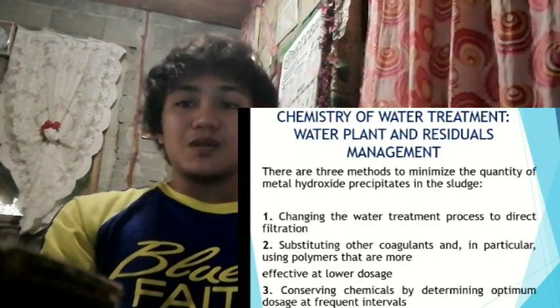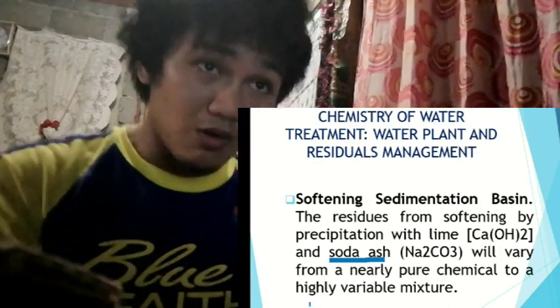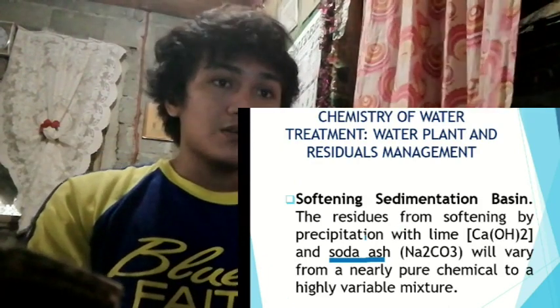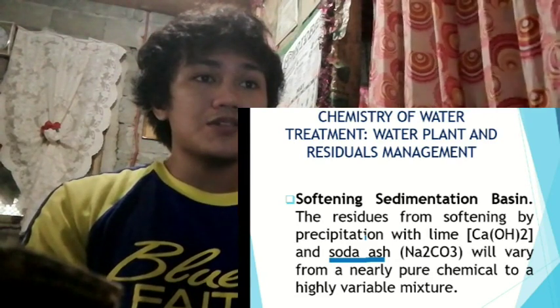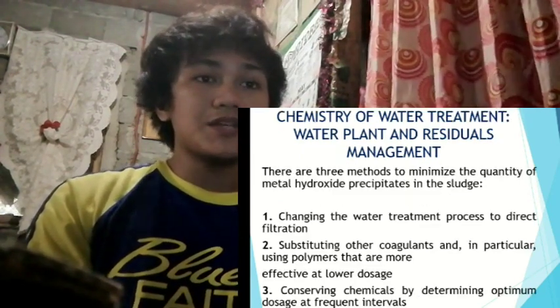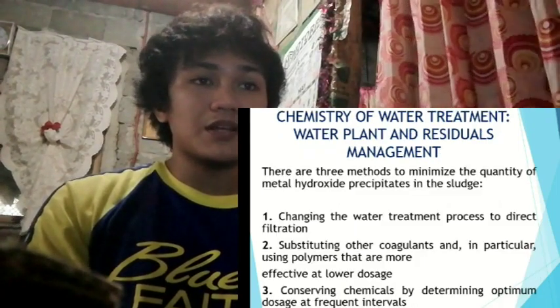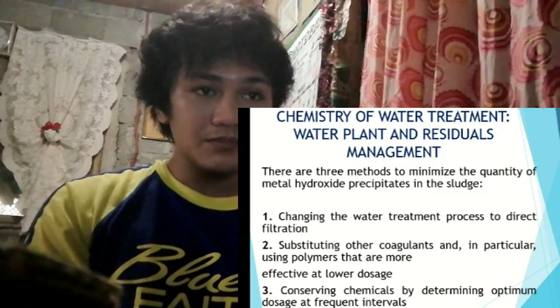Coagulation sedimentation basin. Aluminum or iron salts are generally used to accomplish coagulation. The chemistry of the two salts was discussed earlier in this chapter. The pH range of 6 to 8 is where most water treatment plants effect the coagulation process.